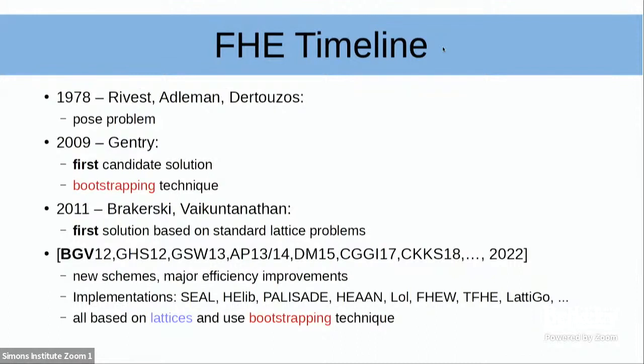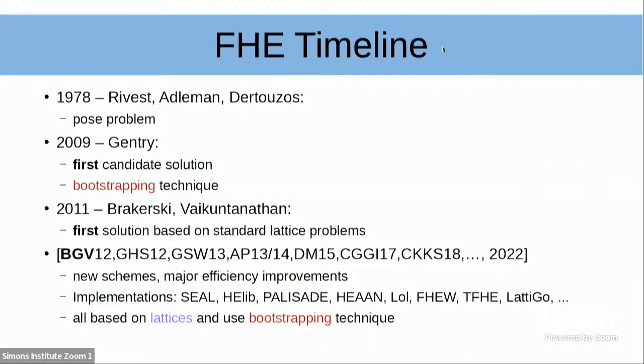I'm skipping a lot of things, of course, but just to put this in a historical context, the problem of whether this was possible at all was posed a long time ago, already in 1978, by Rivest, Adleman, and Dertouzos. They posed this as a problem, but without having any solution to perform arbitrary computations on encrypted data. There were some crypto systems supporting some very basic operations, but when we talk about fully homomorphic encryption, the F, the fully, stands for the ability to perform arbitrary computations, either described as Boolean circuits or described as arithmetic circuits or your favorite programming model.